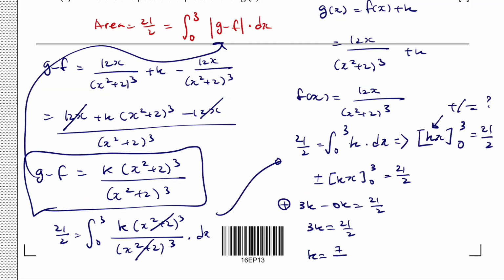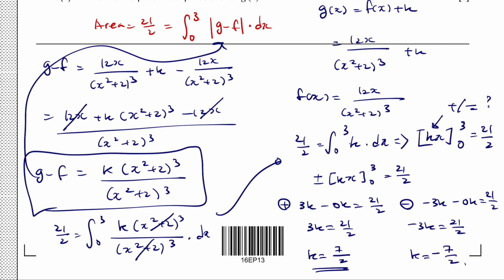k equals 7 over 2. Okay, then when you have a negative k value, this is the same as negative 3k minus 0k equals 21 over 2. So this is the same as negative 3k equals 21 over 2. Then the k value is the same as negative 7 over 2.